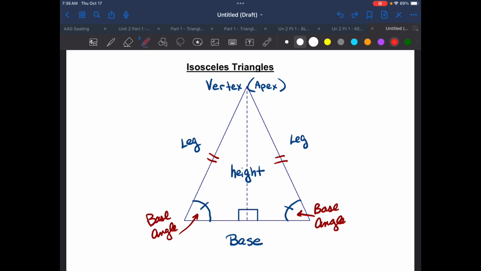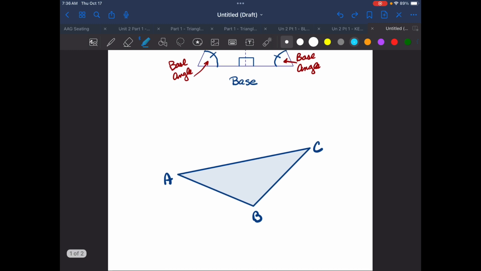Now, if you remember what we talked about in class, the base angles are called the base angles because they're attached to the base. Okay, but something really important happens with the base angles. So if you look straight across from the base angles, you will see the two equal legs. Therefore, if the base angles are always across from the two equal legs, then the two base angles will always be equal. All right, so let's look at an example down here below.